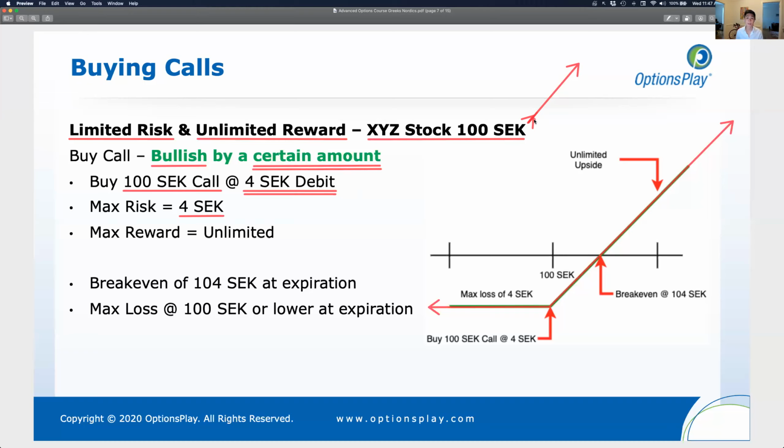What is that amount? That amount is what you pay for the call option. What that means is that if the stock goes from 100 to 101, you actually have not overcome the cost of the trade. So the stock actually has to go from 100 to 104 just for you to break even.